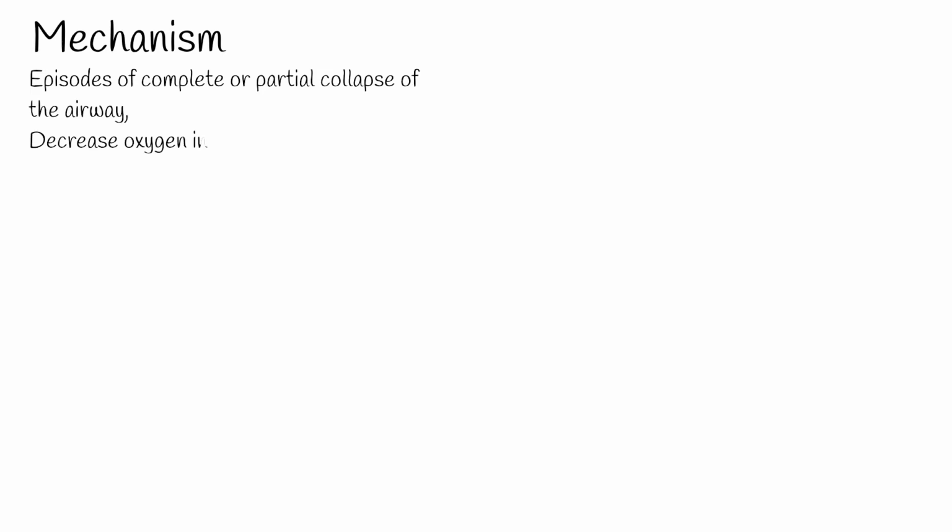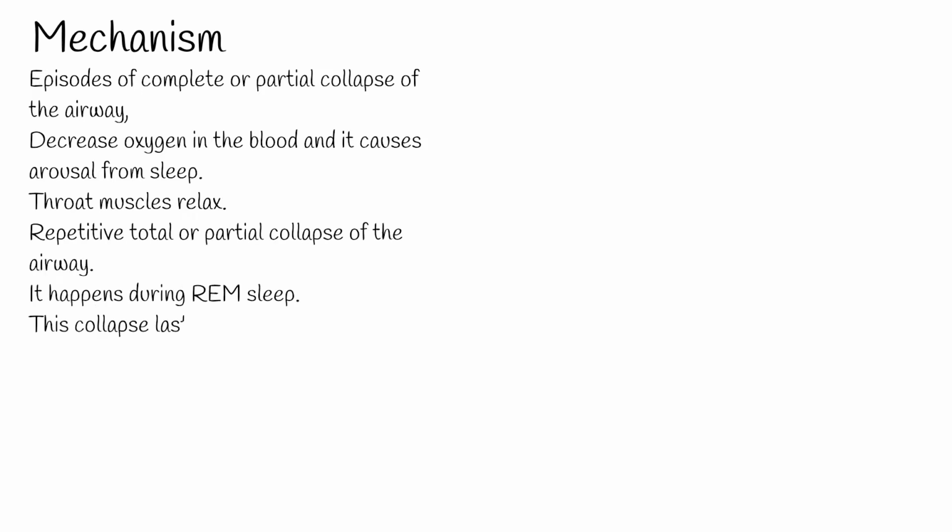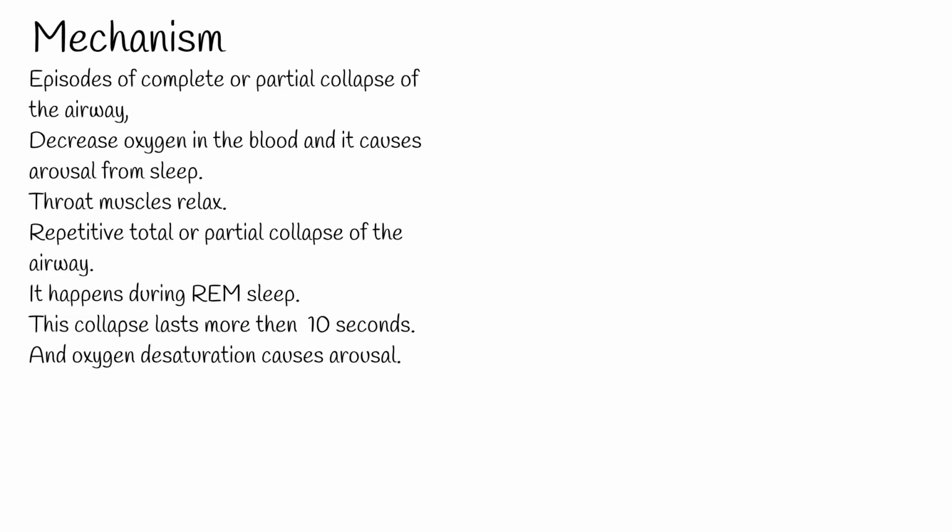The main characteristic of obstructive sleep apnea is episodes of complete or partial collapse of the airway. It causes decreased oxygen in the blood and it causes arousal from sleep. The main mechanism is that throat muscles relax. When muscle tone is decreased, the result is a repetitive total or partial collapse of the airway. It happens during REM sleep. This collapse lasts more than 10 seconds. An oxygen desaturation causes arousal, an awake state.